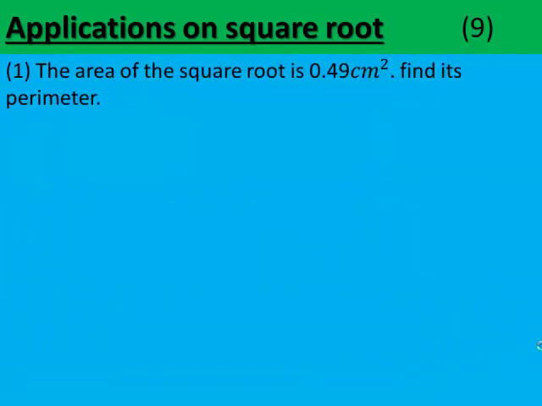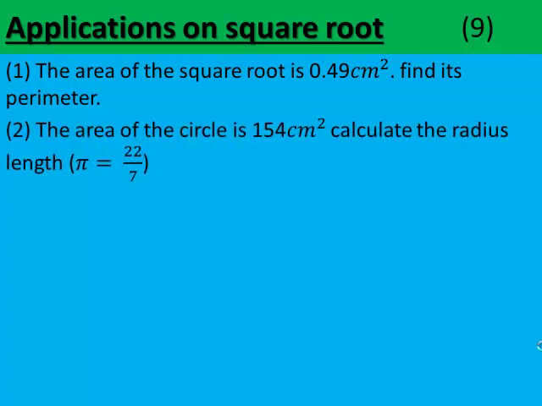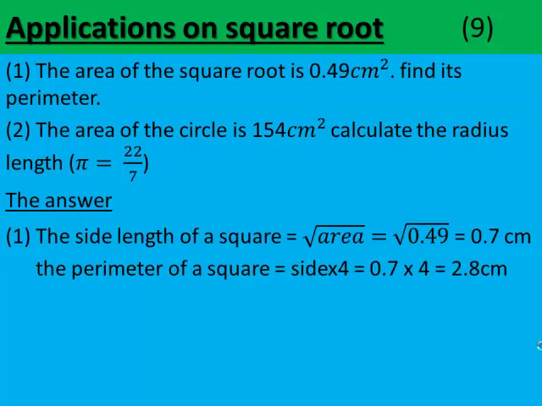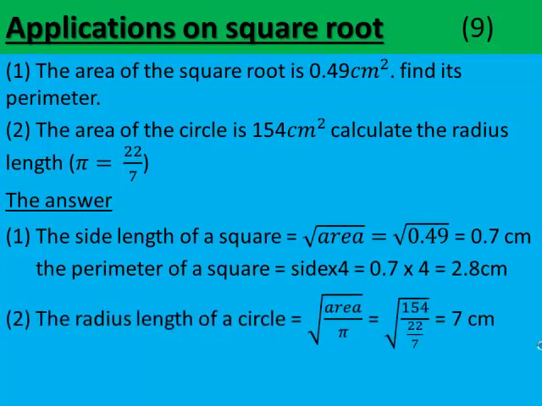Applications on the square root. Some applications on the square root. The area of the square equals 0.49 centimeters squared. Find its perimeter. The area of the circle equals 154. Calculate its radius length. You saw the answer before, with more details.